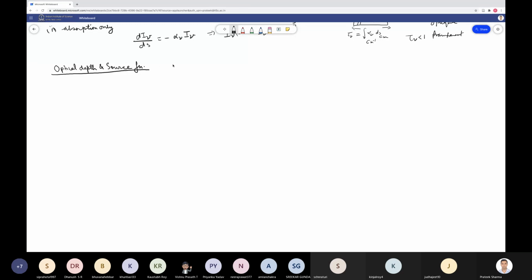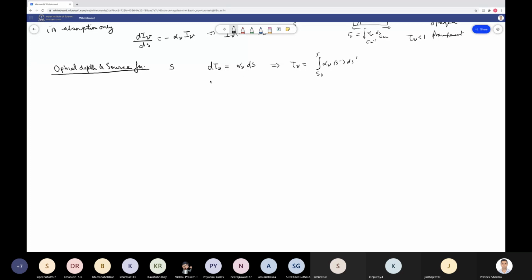So rather than using S as an independent variable in the radiative transfer equation, we can use something called an optical depth. How is optical depth defined? d tau nu equals alpha nu ds. This is the definition of optical depth. What this gives you is tau nu equals the integral of alpha nu of s prime ds prime from s naught to s. This is just the integrated absorption coefficient along the line of sight, along the beam.